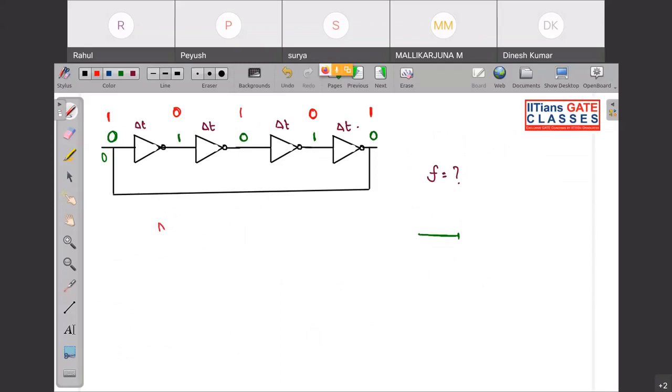This is not a clock generator, okay, or even your square wave generator. This is just kind of a buffer. Means see, if you apply 1, this output will be 1 after what? After 4 del t. Okay, whatever is your input, same will be the output just after certain amount of delay. So this is actually what? This is your kind of a buffer circuit.